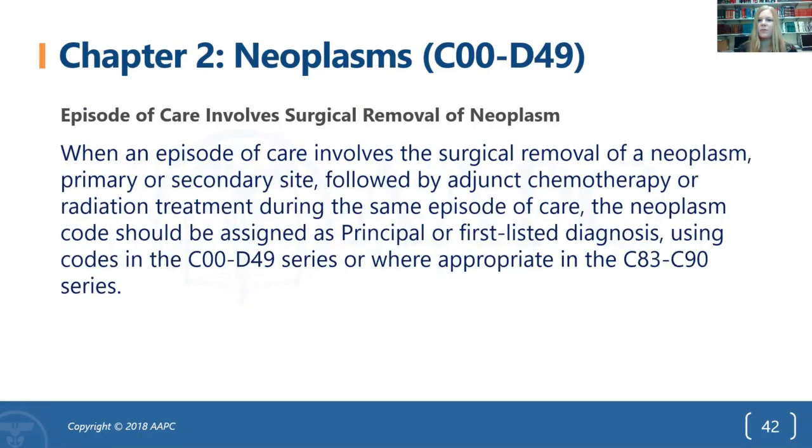When an episode of care involves the surgical removal of a neoplasm, either primary or secondary, that is followed by chemotherapy or radiation treatment during that same encounter, that neoplasm code would be sequenced first and then the codes for the chemotherapy. But again, if that chemotherapy or radiation is the sole encounter, that's the only reason they're coming in, we would assign Z51.0 for radiation, Z51.11 for antineoplastic chemo, or Z51.12 for antineoplastic immunotherapy as our primary.